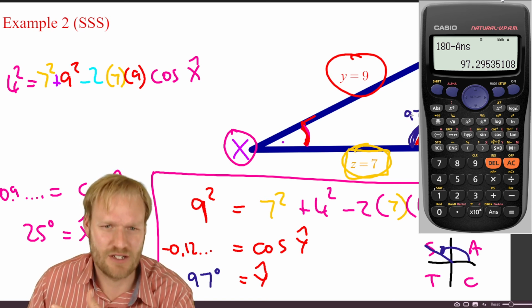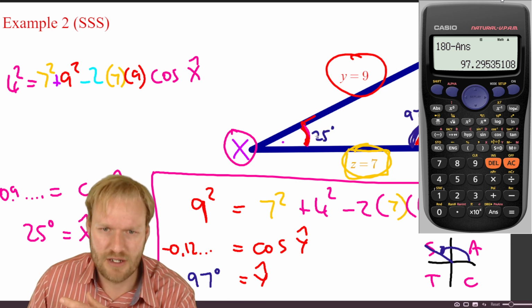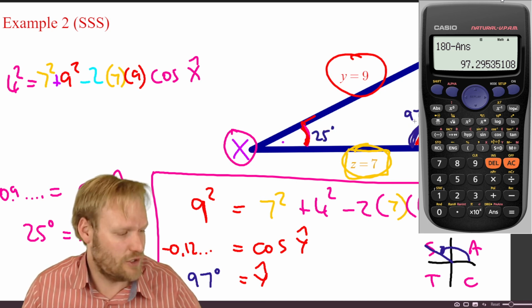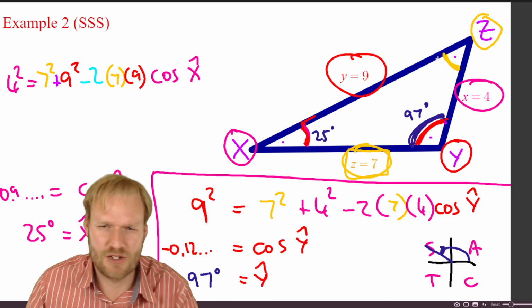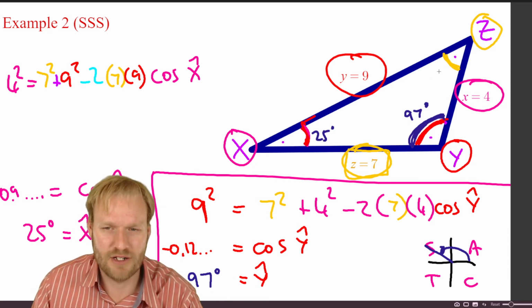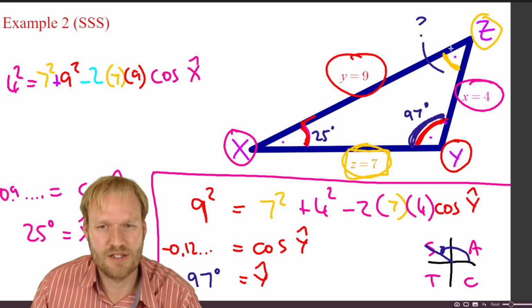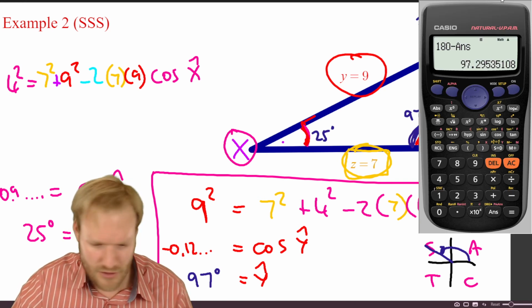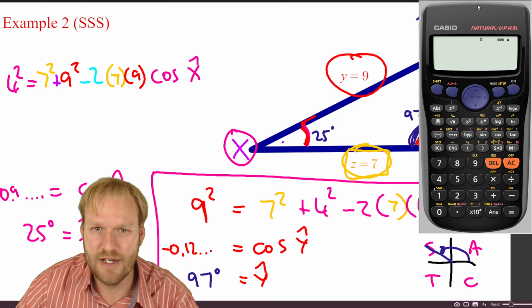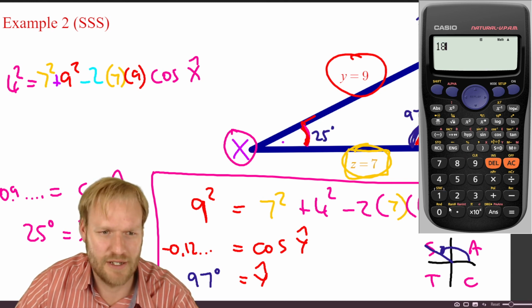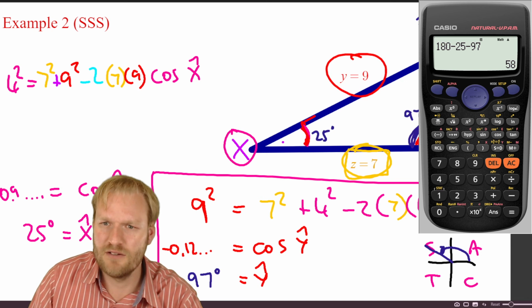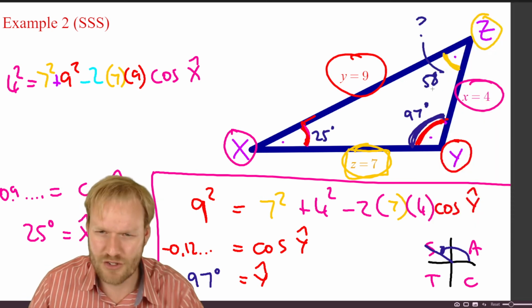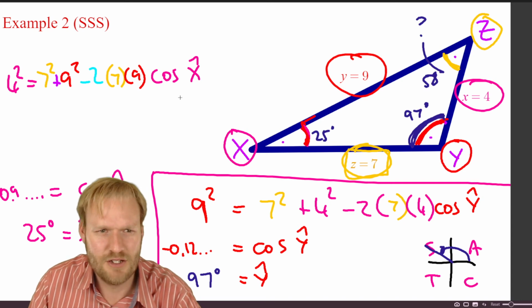Also, when we check it later, it'll make sense that we've got our smallest angle, smaller side, our biggest angle, bigger side, and then we can just use angles in a triangle to find our last angle. So what is the last angle in our triangle? Well, you know me, I like to just check it on the calculator, just in case we make a mistake in our heads. 180 minus 25 minus 97, 58 degrees. And that kind of matches our picture, the middle angle for the middle side. That's using our cos rule.